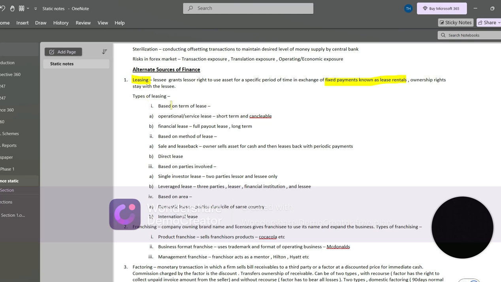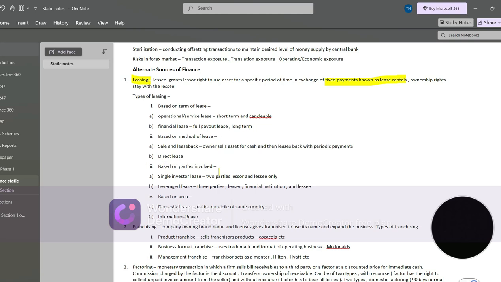There are different types of leasing. First is based on terms of lease: one is operational and service lease, second is financial lease. Operational and service lease is short term and cancelable. Financial lease is a full payout lease and it is for long term. Based on method of lease, there is sale and lease back. Sale and lease back basically means the owner gives the asset for cash because they might need cash, and then leases back that asset with periodic payments known as lease rentals and uses that asset. Second is direct lease, which is normally just giving the asset for a sum of money.